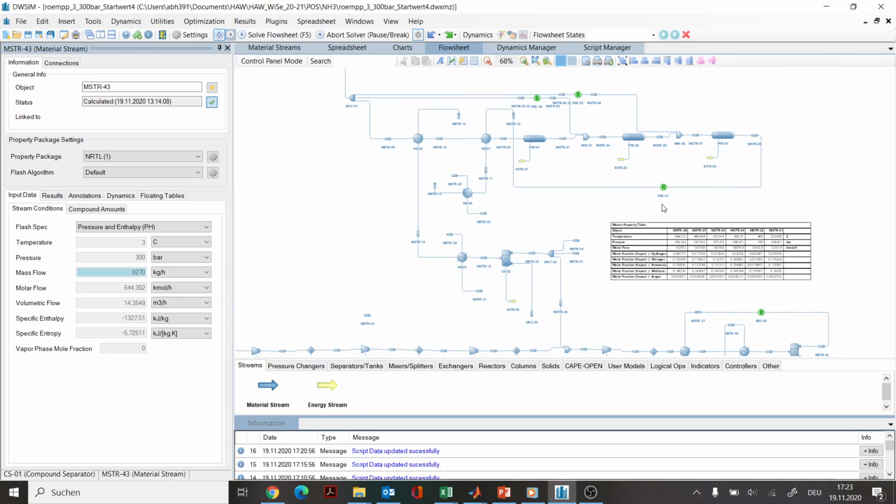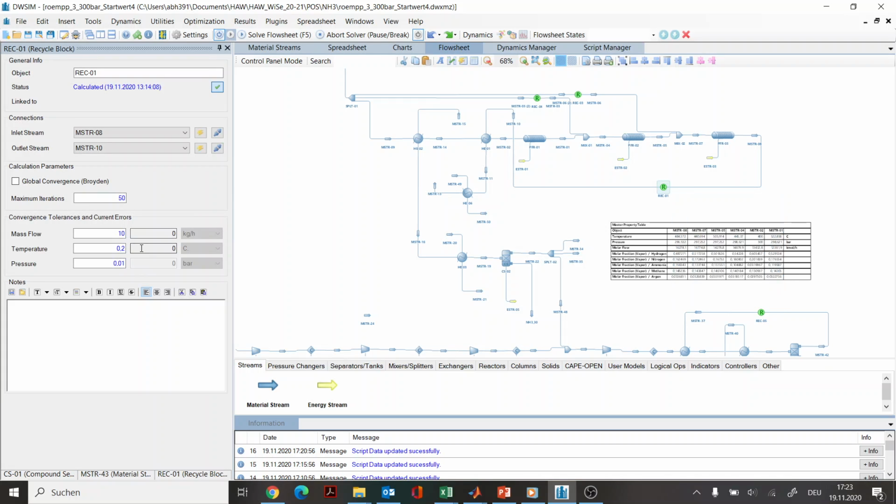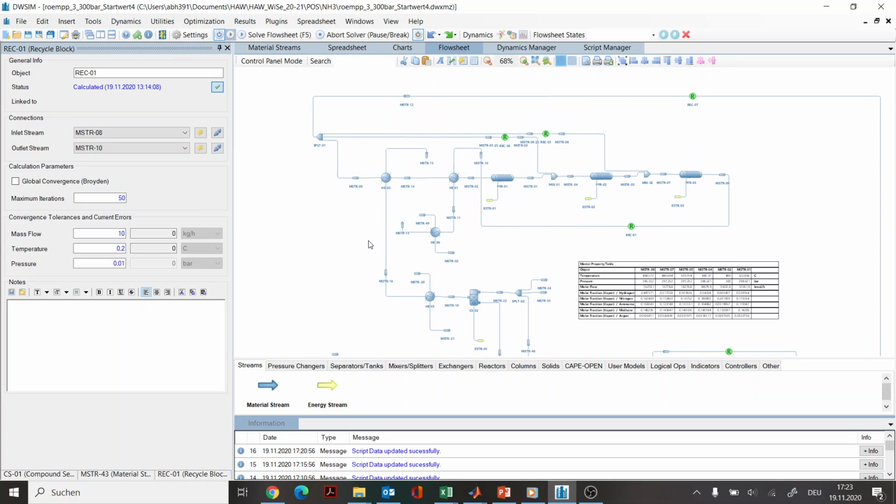Okay, and what you have to do is for every recycle block you have to make sure that these tolerances are correct. So it should be 10, 0.2 and 0.01. If you would leave it with the initial values, then it might take you too long to get convergence. If you have a too big tolerance, then you might get wrong results.